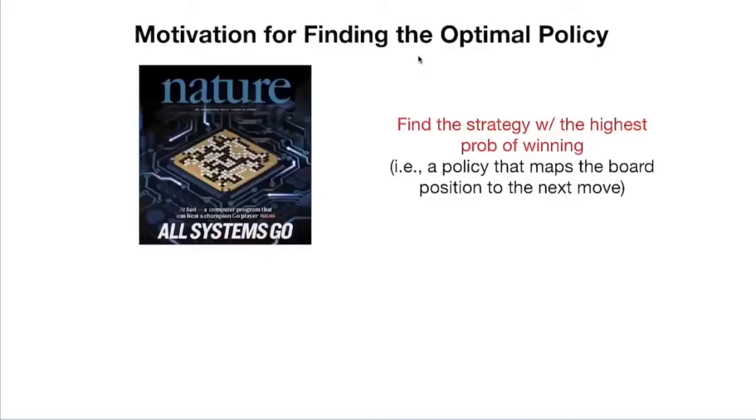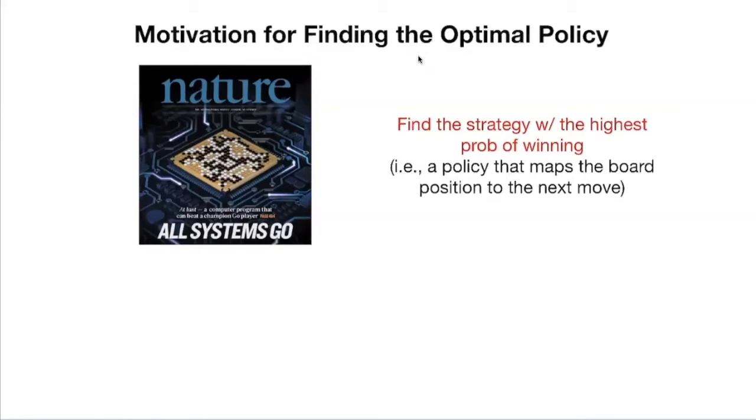And in practice, because we can actually model so many things using Markov decision processes, if we have an algorithm that can actually find the optimal policy, then we can directly use it on all these applications, right? For instance, for Go, our goal is to actually find the strategy that has the highest probability of winning, right? So here, a strategy is a policy that maps from the board position, the state, to the action, which is the next move that you could make based on the current board position, right?